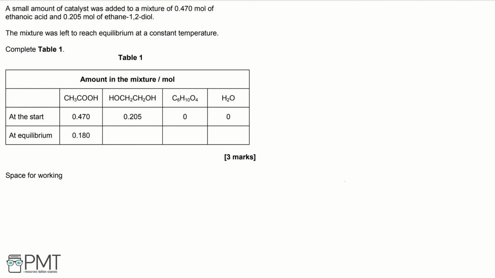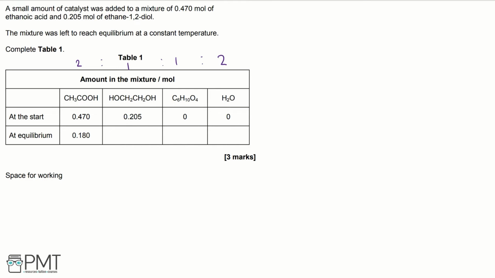A small amount of catalyst was added to a mixture of 0.470 moles of ethanoic acid and 0.205 moles of ethane 1,2-diol. The mixture was left to reach equilibrium at a constant temperature. Complete table 1, and there's space for your working below. We know from the equilibrium given on the previous page that we have a molar ratio of 2 to 1 to 1 to 2. Next, we need to work out the difference of our start and equilibrium moles.